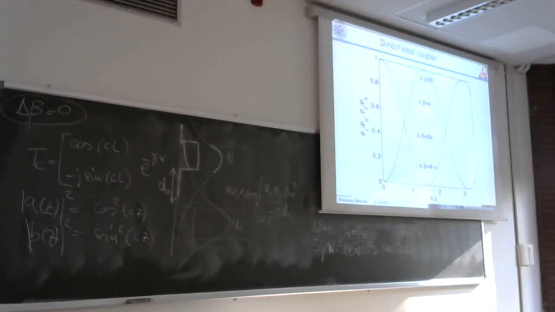So in case of an asynchronous condition, you cannot transfer the total power. Delta beta equal to 0 means that these are the coupled power and the uncoupled power in the two-way guide as a function of the length. You see that the power decreases, arrives to 0 and back again to 1. So the coupled power starts at 0, goes up to 1 and 0.